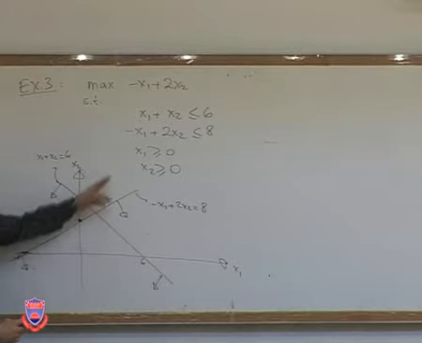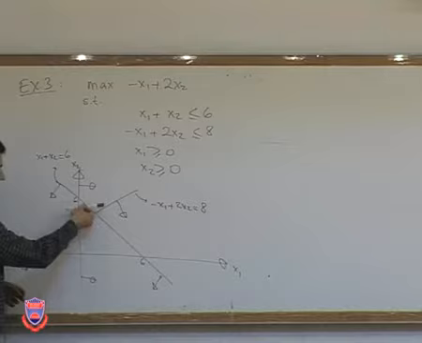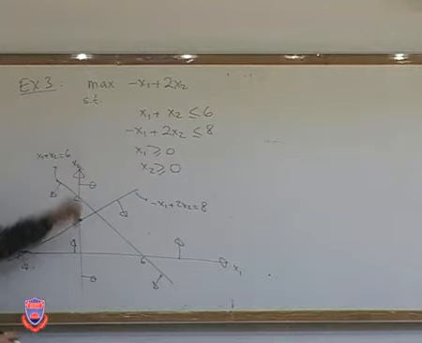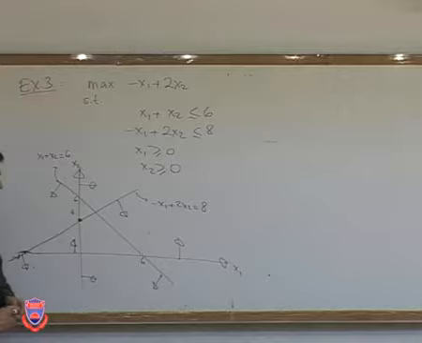x1 is non-negative. What does that mean? Everything should be on the right side of the x2 axis. And x2 is non-negative, so everything should be on or above the x1 axis. As a result, each of these four constraints divides my plane into two half planes, and the feasible region is the set of points that satisfy all of them at the same time. So what's the corresponding feasible region in this problem?